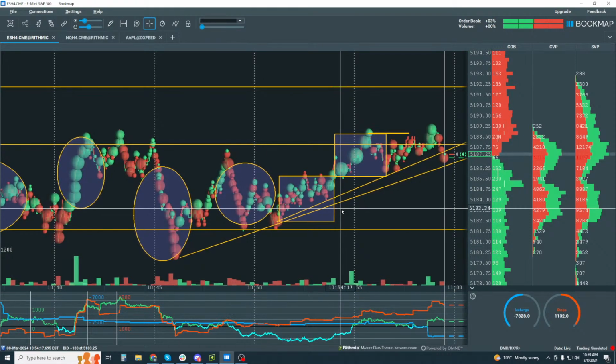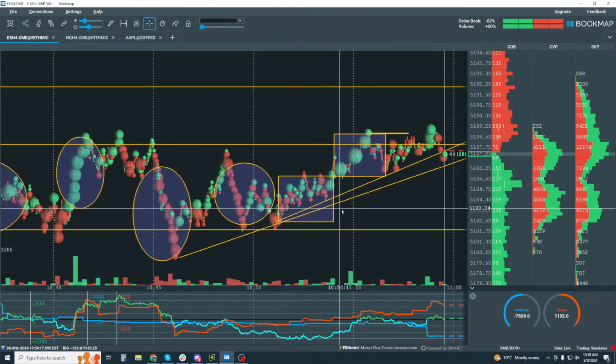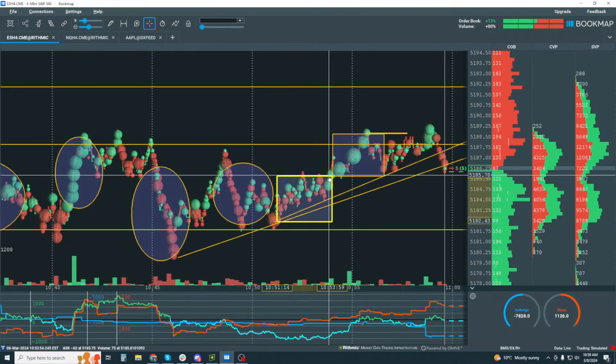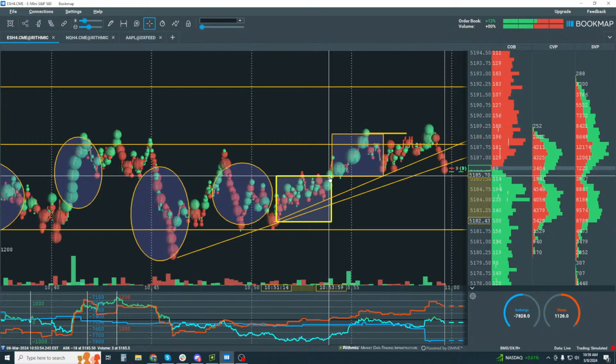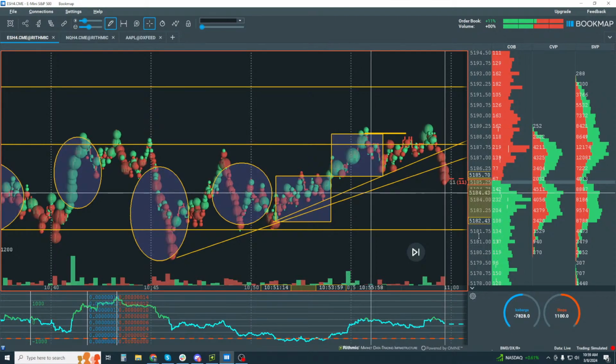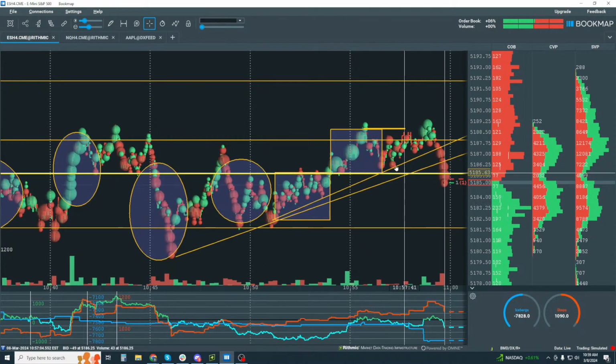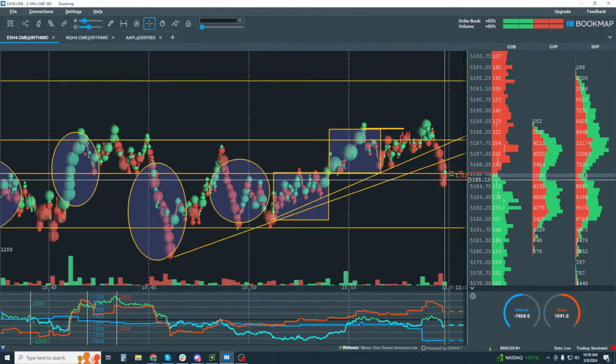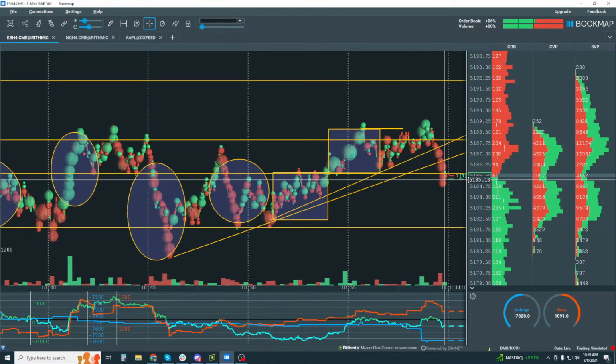Okay, so this is another pullback here. We're still in the trend. Okay, and we have our structure here at 85 horizontal line. Okay, and then we also have these trend lines. Okay, now look at it. Now who's trapped potentially?